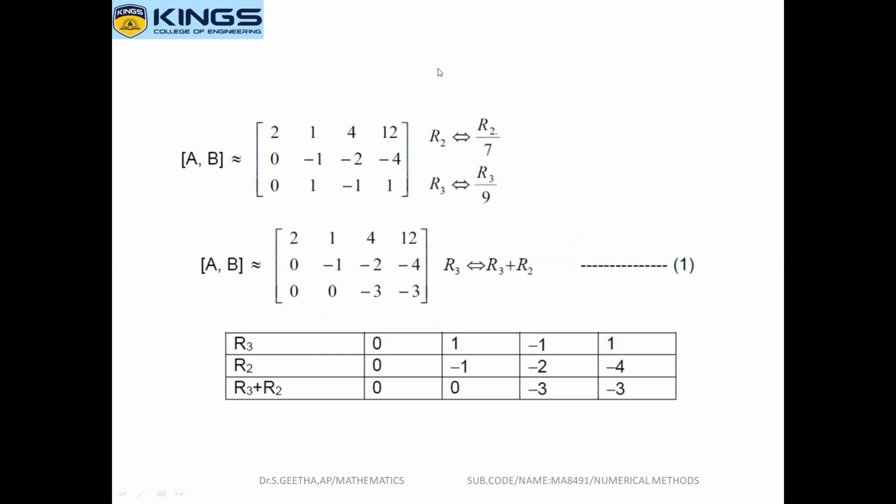Now row 2 is divided by 7 and row 3 is divided by 9 for simplification purposes. The augmented matrix [A, B] is equivalent to 2, 1, 4, 12; 0, minus 1, minus 2, minus 4; 0, 0, minus 3, minus 3. Here we used the elementary transformation R3 equal to R3 plus R2. R3 plus R2 is 0, 0, minus 3, minus 3.